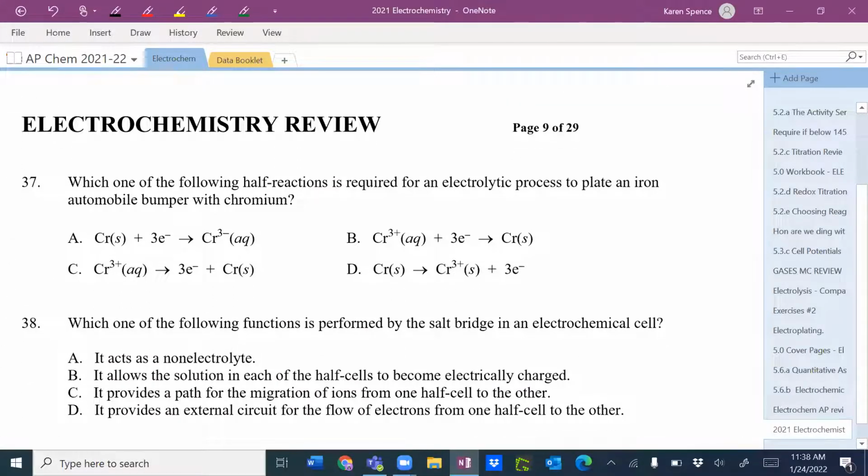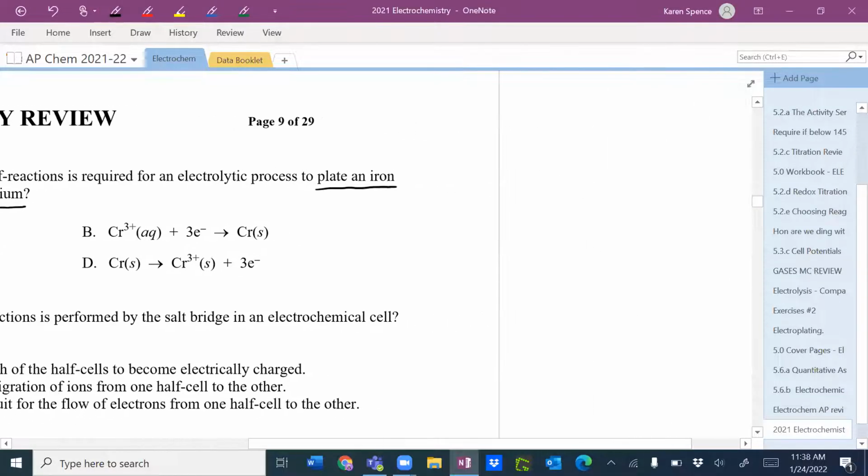Which of the following half reactions is required for an electrolytic process needed to plate an iron automobile bumper with chromium? So we have an automobile bumper. This used to be more of the thing. Now bumpers are all plastic, but you used to have chrome bumpers on cars all the time when I was a kid. Okay, so there's our bumper, and it's made of iron, and we want chromium to plate onto it.